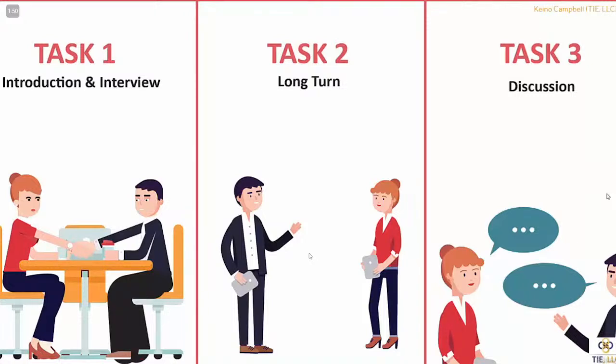After task number two is finished, you then move into task number three. Task number three is more of a discussion. That means you and the examiner will be talking back and forth. It's not where you're going to just speak for 1 minute or 2 minutes without being interrupted. The examiner can jump in and ask you another question because it is a discussion. Task number three is going to be on the same topic as task number two, the exact same topic. So if task number two was about languages, then task number three will also be about languages.